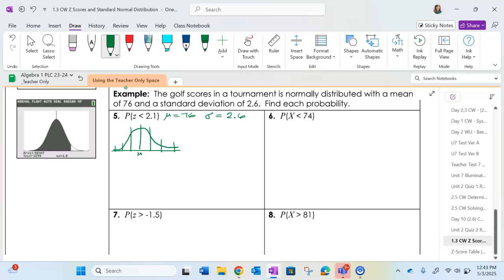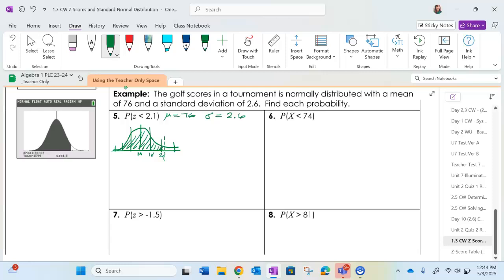From the mean. Now, this one says my z-score is less than 2.1. So if this is 1 standard deviation and this is 2 standard deviations, well, my z-score is going to be somewhere right in this area. And it says less than 2.1. So I need to know how much this whole area is all the way up to that dashed line. Okay? So this is where our chart comes into play. So let me come over here and talk about this number here.